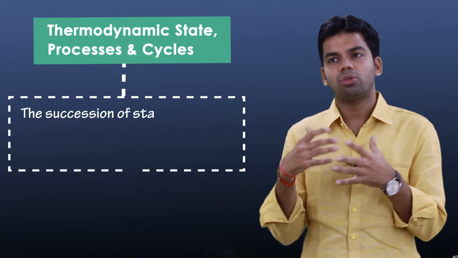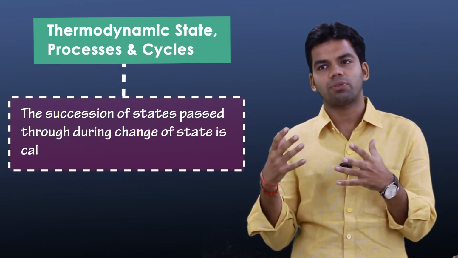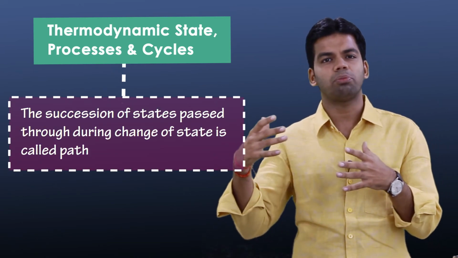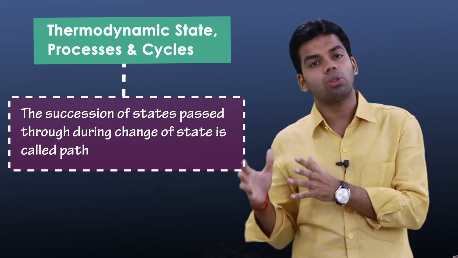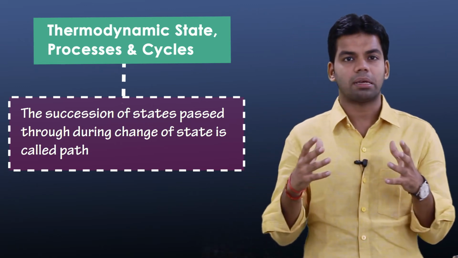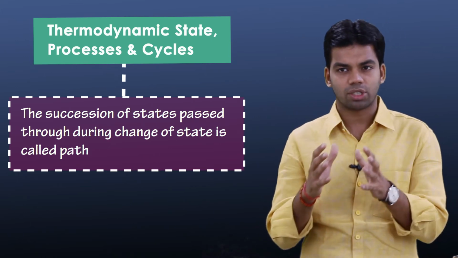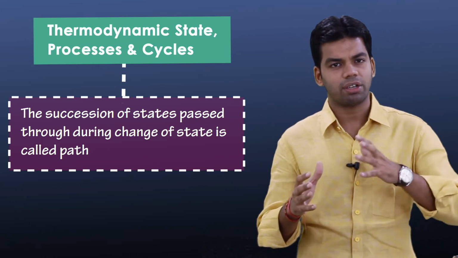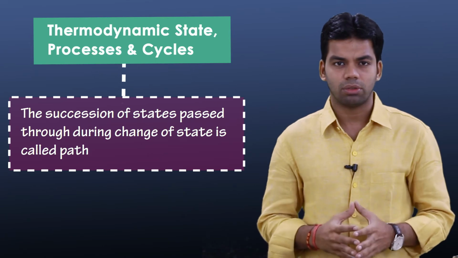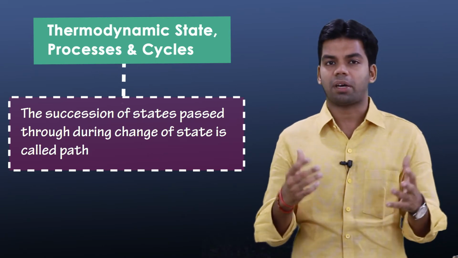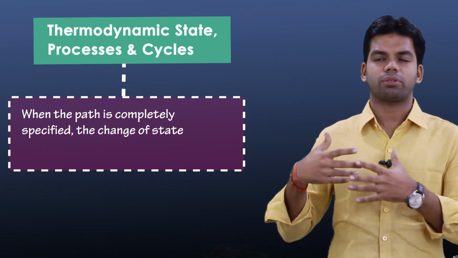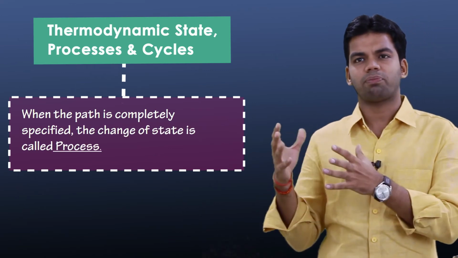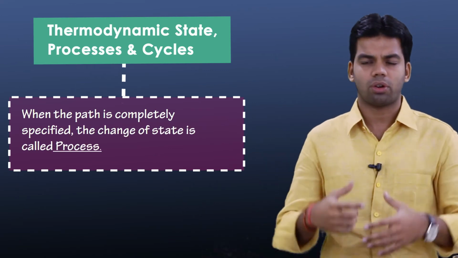Now, during this change of state, the system will pass through many different states. So, the succession of all those states is called the path. If I draw the succession of all the different states which the system is passing through, that succession is known as path. If that path is completely specified, suppose we know that this change of path was at constant pressure or at constant volume.